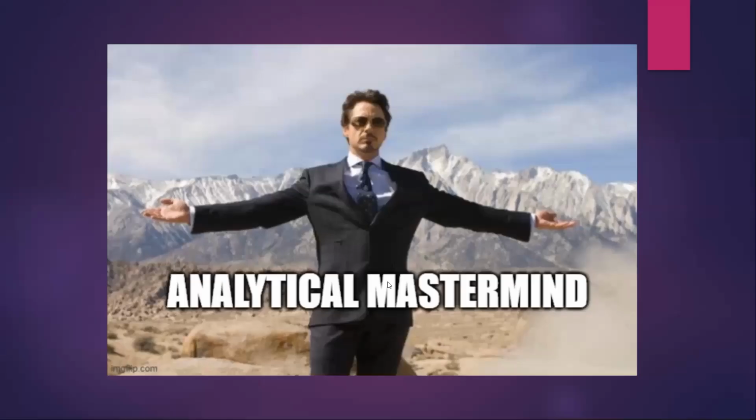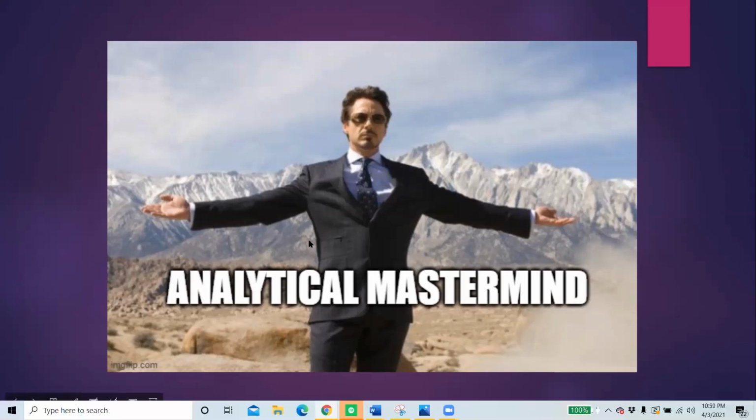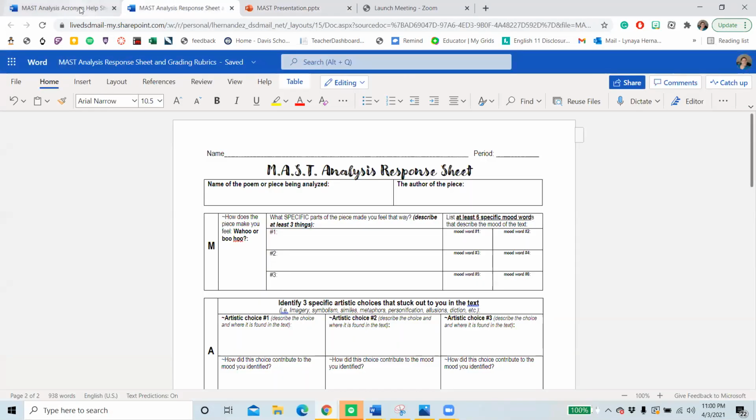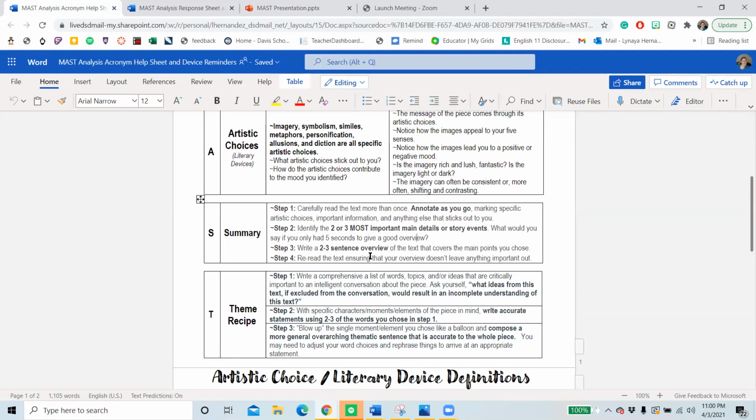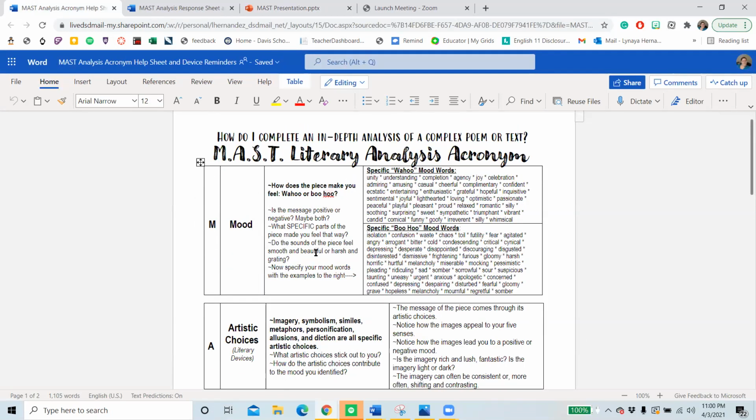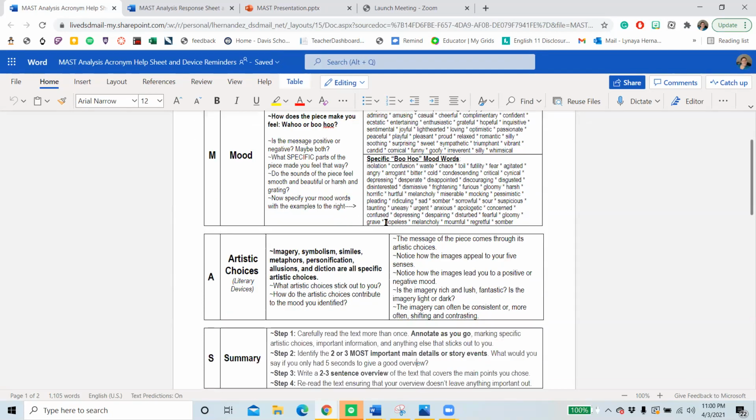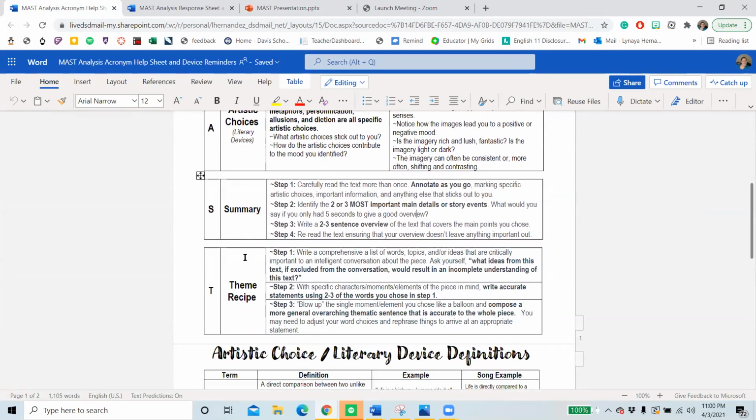But really we went from a text to a really in-depth analysis of that text using that MAST acronym. And so we're going to be working on using that MAST acronym throughout this term. And I've made a sheet that helps you go through the steps that we just went through, but for any text that you're given, right?